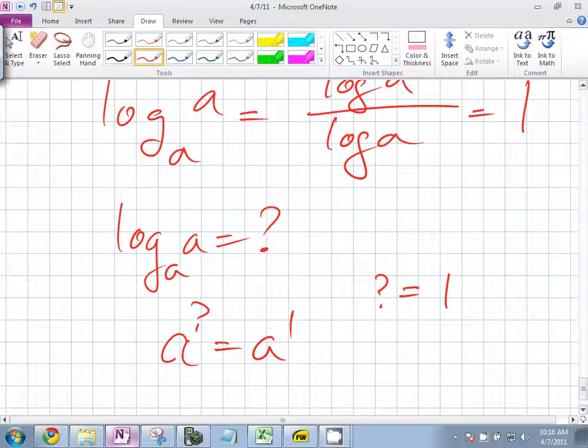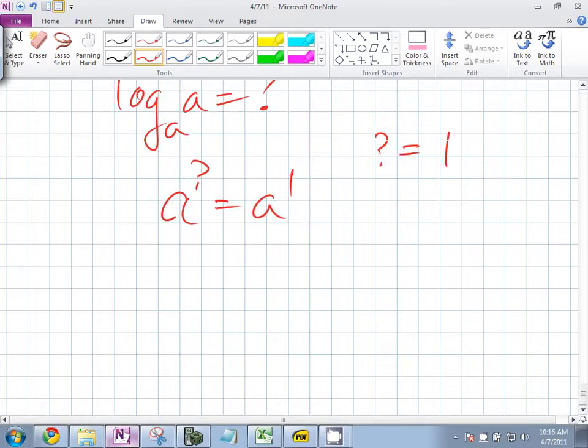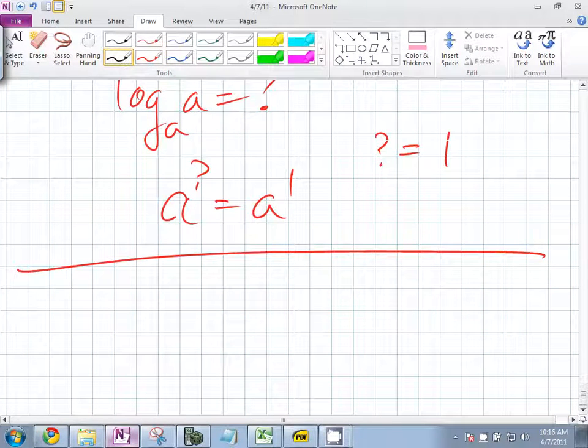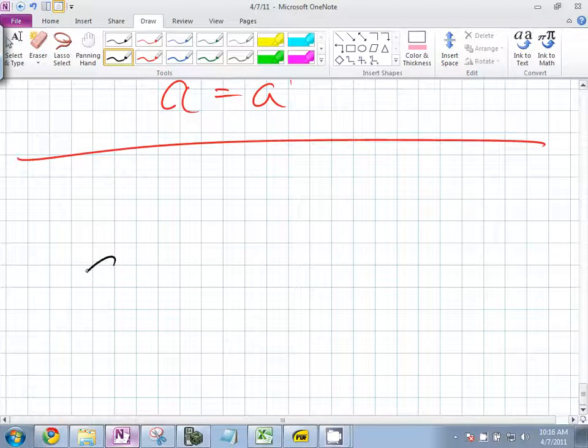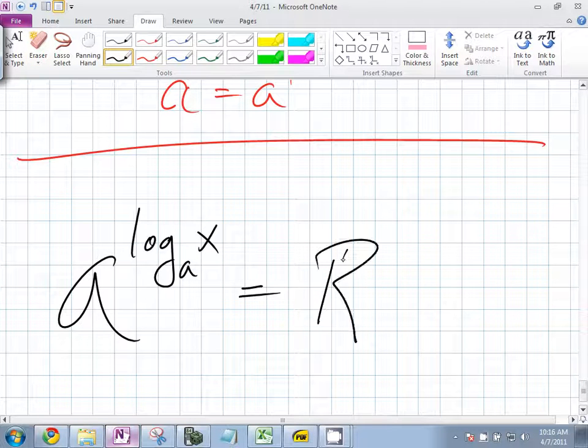One last identity comes up, and we need to prove it out. It's not quite an identity, but you could call it one. A to the log base a of x. What does that equal? It looks really complicated. Is that log form or exponent form? It is exponent form. It has a log in the exponent, but it is exponent form.